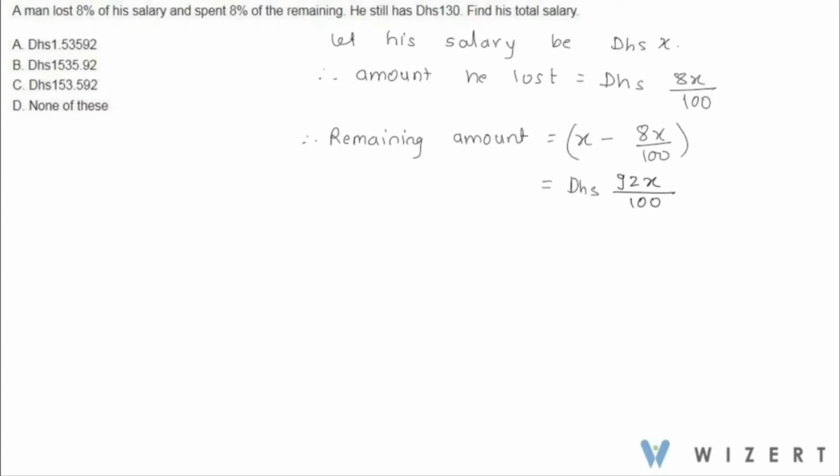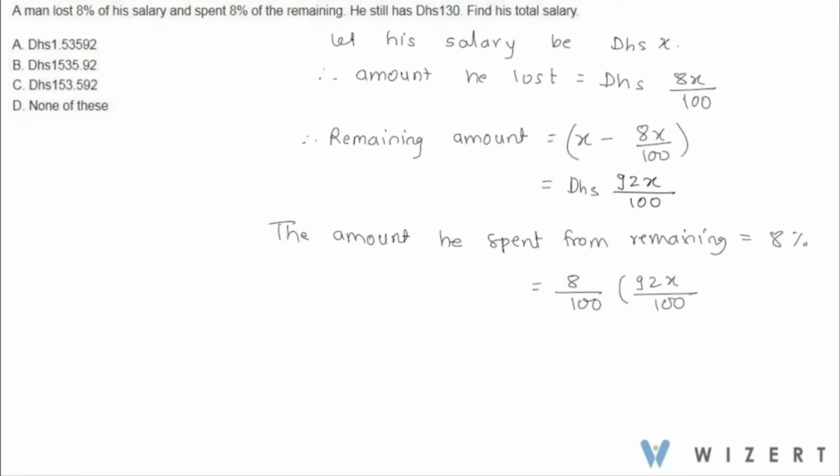Now he again spent 8% of this remaining. So the amount he spent from remaining is equal to 8%. So which is equal to 8 by 100 of 92x by 100, which is equal to 8 into 92x by 10,000.